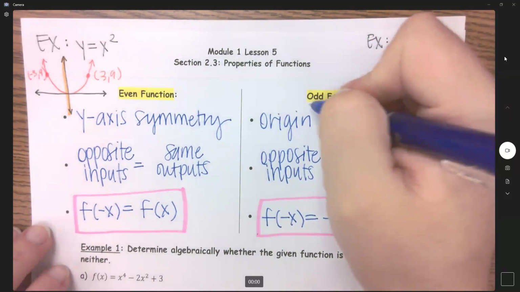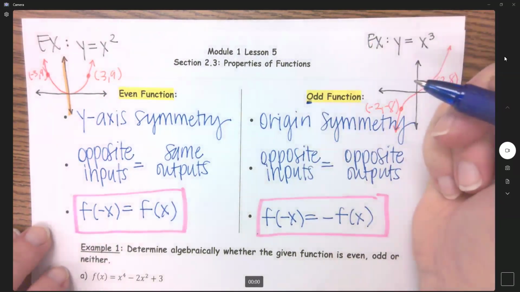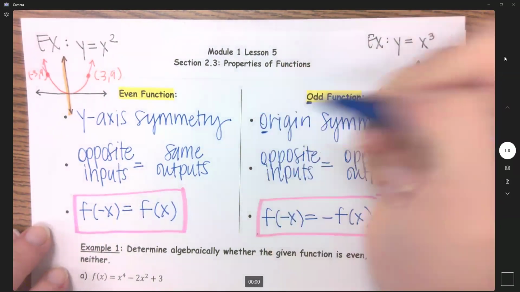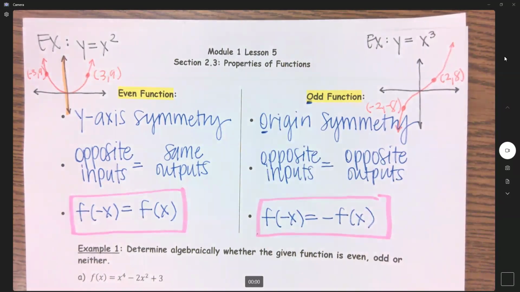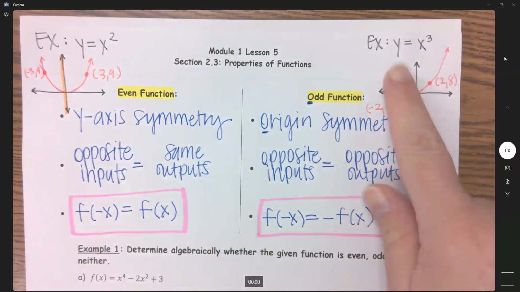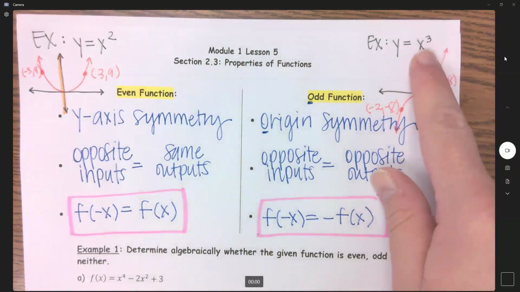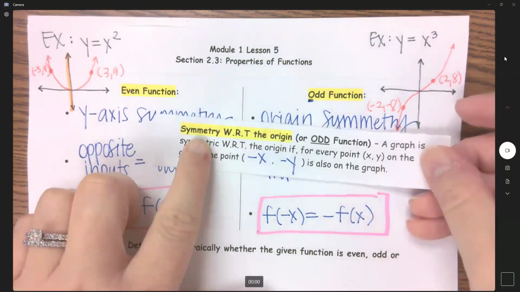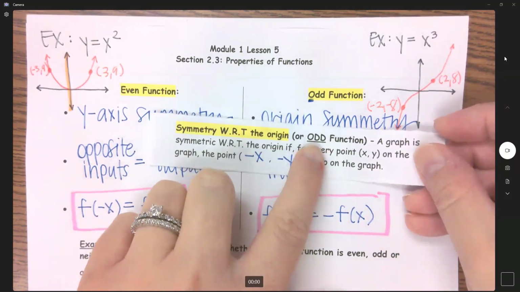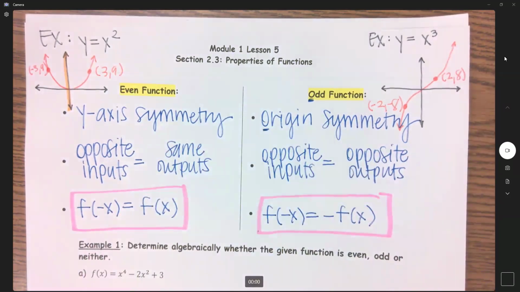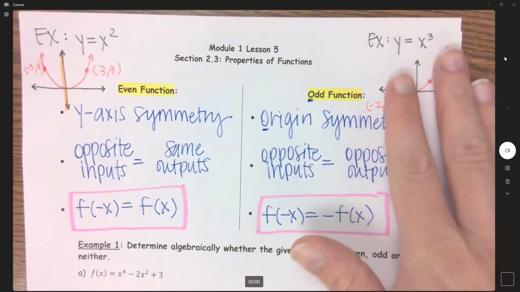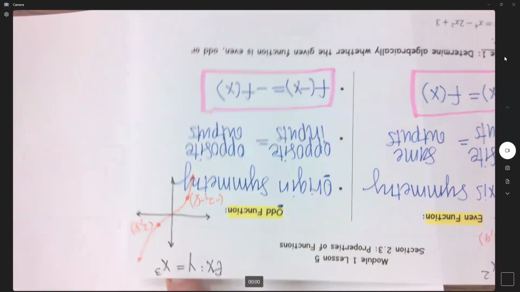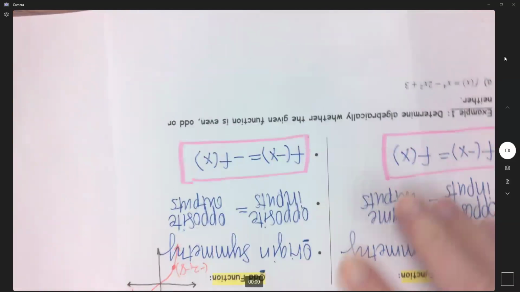Now coming over here to odd functions, they have origin symmetry. So if you can just remember O for odd, O for origin. And I have a diagram of something here. We have y equals x cubed. So cubed, odd, we have an odd function. And from our notes last time, we put that in here: symmetry with respect to the origin for odd functions. And odd functions mean we can rotate this. Now, this isn't a perfect graph, but technically, if you rotate it, it should look exactly the same.